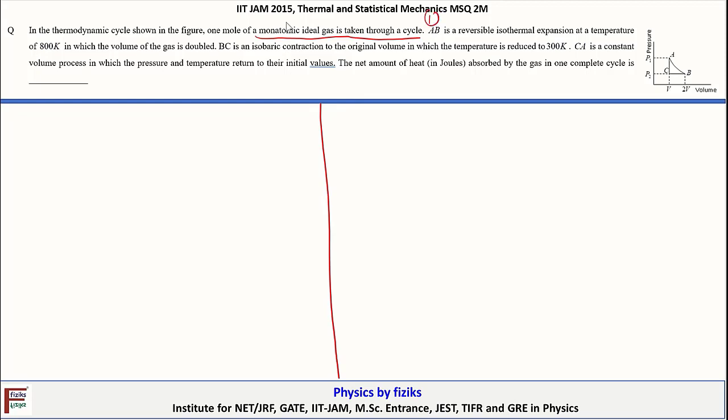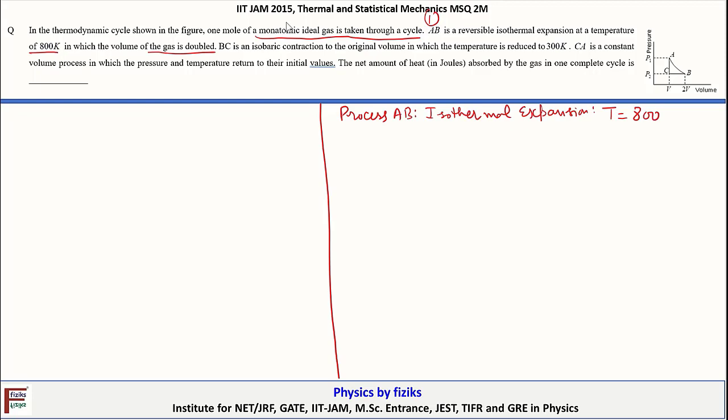So we are given that process AB is an example of isothermal expansion. Let's write the corresponding parameters for this process. This process is taking place at a constant temperature, which is given as 800 Kelvin in the statement, in which the volume of the gas is doubled. Okay, so it's also given. So let's write these parameters.